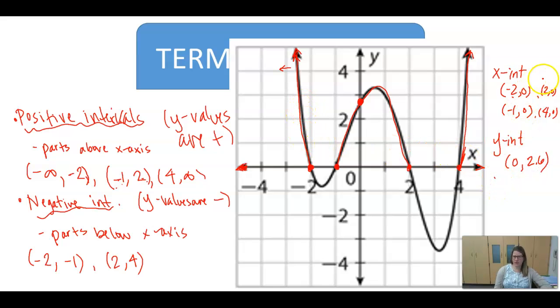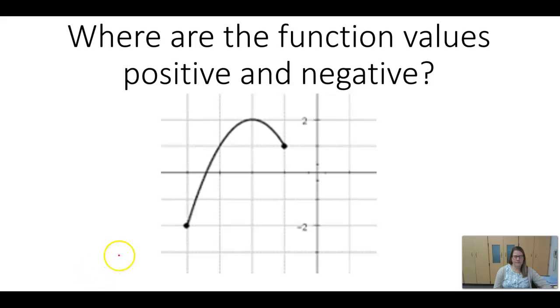Okay, so again, when you're doing x-intercepts and y-intercepts, you're just doing the xy coordinate pair of where that point exists. When you're doing an interval, you're doing the x value where it starts being positive or negative and where it ends. Okay, so let's try another one.